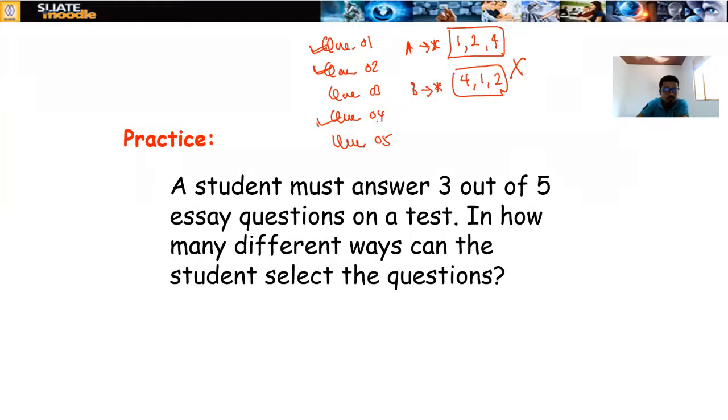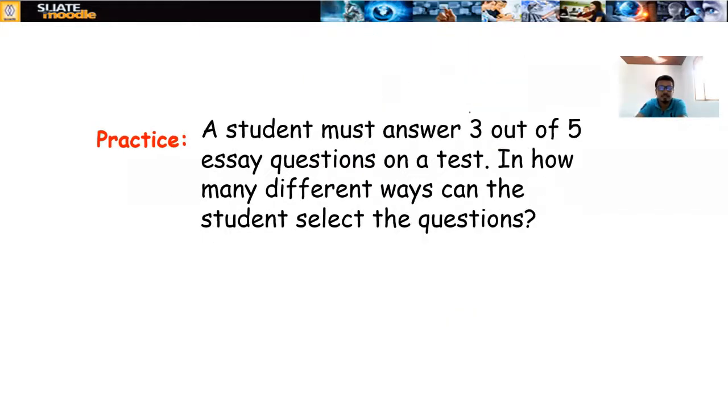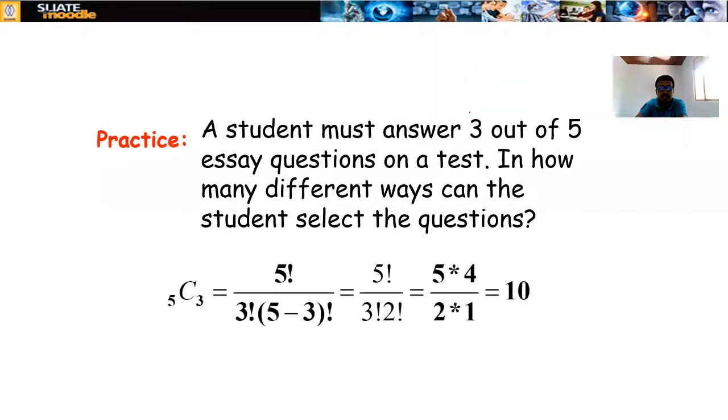No, right? We are not considering the order. Order does not matter. Then it is about what? It is about combinations. There are 5 questions. Out of that, we need to select 3 questions. What should be the answer then? 5C3. The answer should be 10.